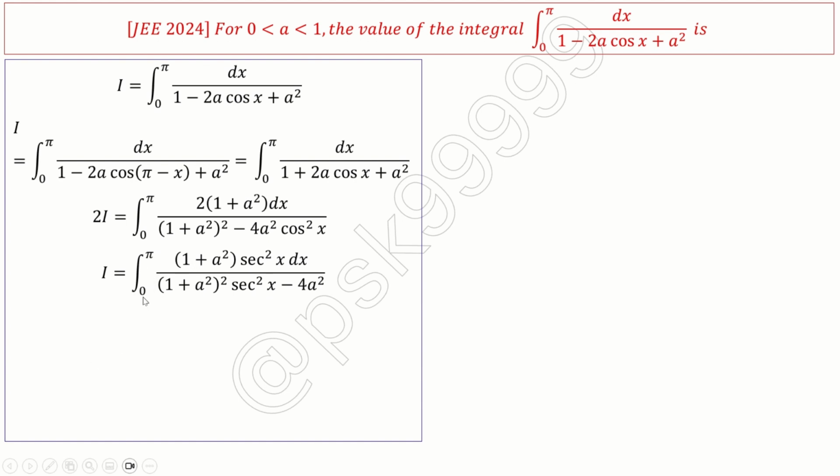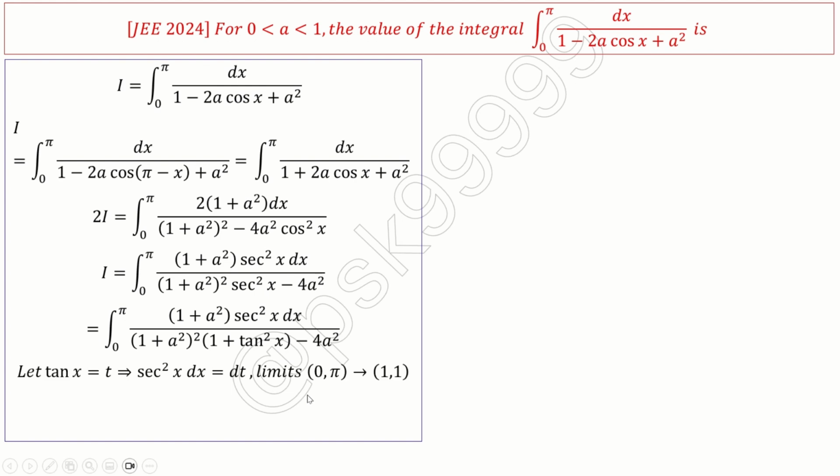So the integral is now from 0 to pi of (1 plus a square) secant square x dx divided by ((1 plus a square) whole square into secant square x minus 4a square). If I just expand secant square x as 1 plus tan square x, I can take tan x as t, and then this will become dt. The rest will all be constants, right?